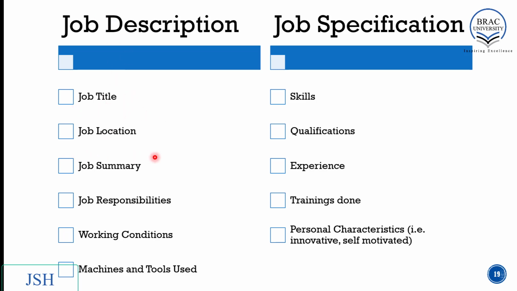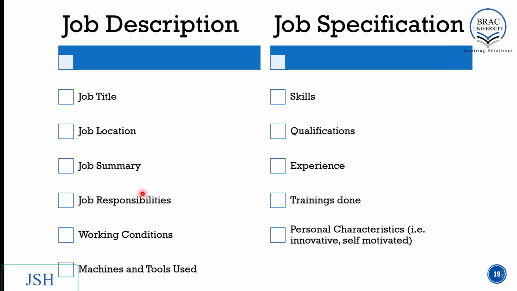Next, job location. It tells us where the job is located, from where the job needs to be done. Is it from Dhaka or Rajshahi, or is it in Chittagong? So again, it describes the job itself, and that is why it comes under job description.